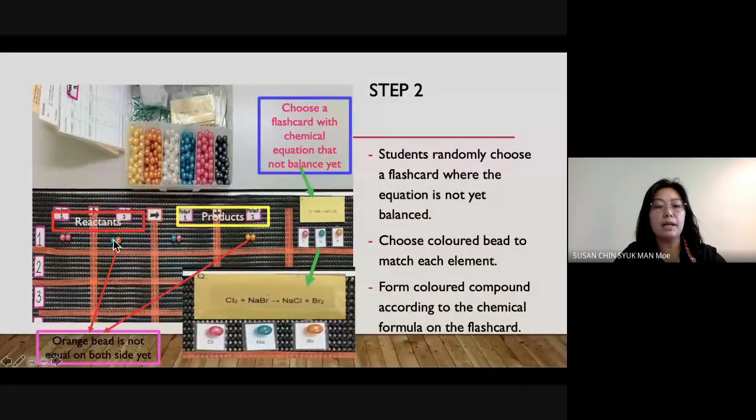After they complete arranging the color bits from column to column, they are going to observe the color bits. What they can see here, the pink color is not balanced yet because they have 2 pink, 1 pink. Before, under the reactants, they only have 2 pinks, but under product, 1 pink, not balanced. Orange color, the same. Under reactants, they have 1 orange, but products, 2 orange. That means not balanced. So what do they need to do next?